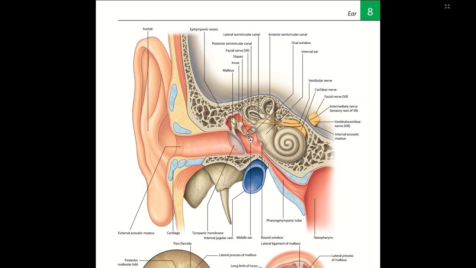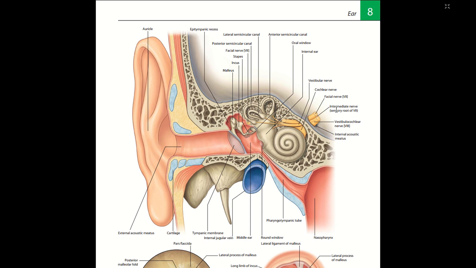So from the middle ear, then you're going to have your internal ear. The internal ear is where you have your sensory structures, where your sound vibrations are going to be changed into electrical impulses, and then they are transported to the brain, where sound is going to be recognized. So let's get into it.